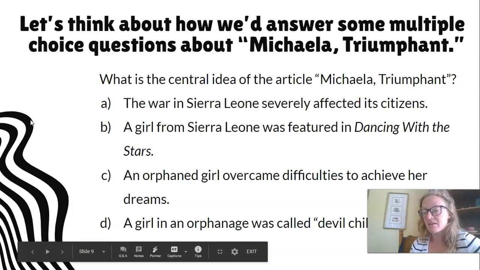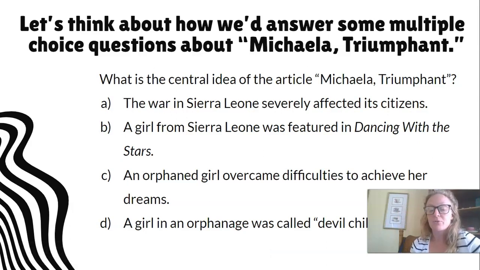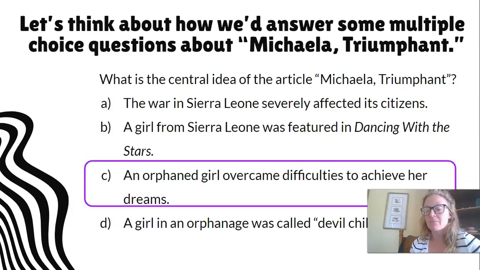So it's not the main message of the text. Choice C, an orphan girl overcame difficulties to achieve her dreams. There we have a more comprehensive, overarching statement of the main purpose of the text, the main message.